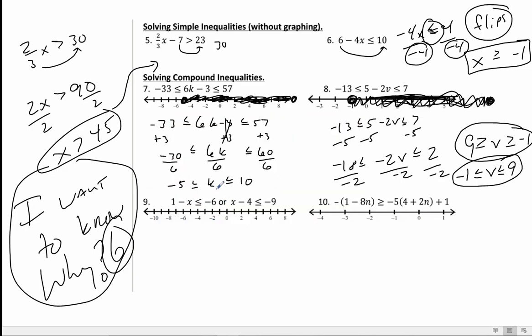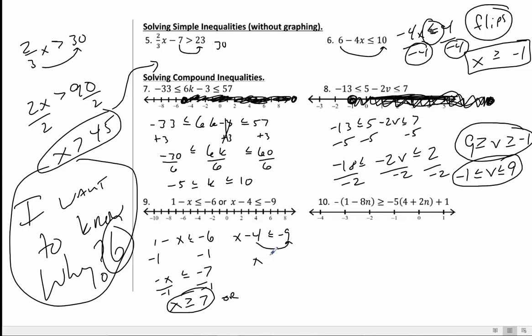For number 9, this is an OR, so I'm going to solve each of these separately. I'm going to minus the 1, minus the 1. I get negative x is less than or equal to negative 7. I have to divide by negative 1. x is now greater than or equal to 7. That's one of them. Or, I solve this one, I bring that over. x is less than or equal to negative 5. So I get a closed dot on negative 5, and less than means I go to the left. Greater than or equal to 7, I put a closed dot at positive 7, and it's greater than, so I'm going to the right.